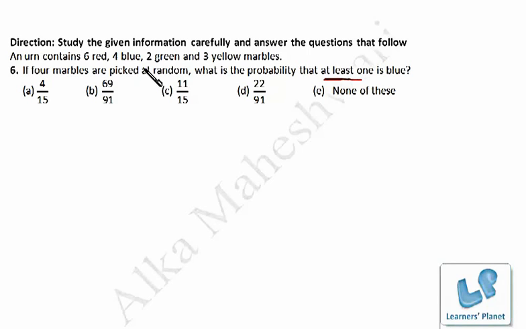So instead of calculating 4 cases, what we can do is calculate the case where none of them is blue, because we know the overall value of the probability is 1. If we deduct all the cases when none of the marbles is blue, then in the remaining cases definitely at least one marble will be blue. So the total cases will be 6 plus 4 is 10, and 2 is 12, and 3 is 15C4. These are the total possible cases when we are drawing 4 marbles out of 15, right?